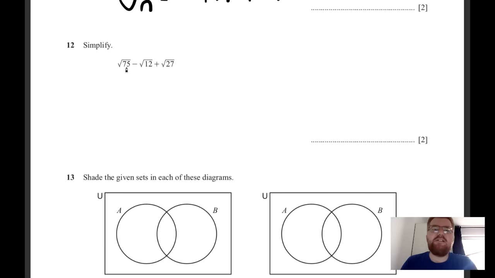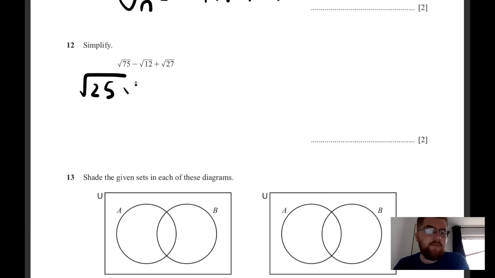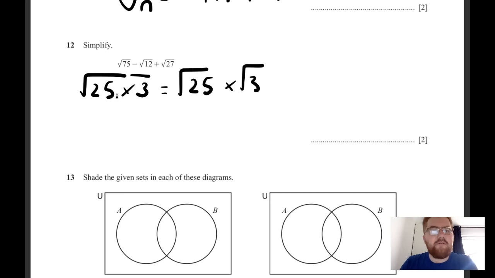Hopefully you noticed that 75 is the same as 25 times 3. So we're going to rewrite our first surd as the square root of 25 times 3. The reason we've done this is that we can now split our surd into the square root of 25 times the square root of 3. The square root of 25 is equal to 5, and the root 3 stays as it is.